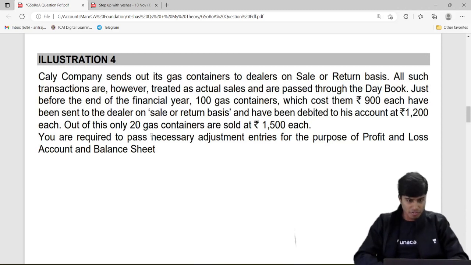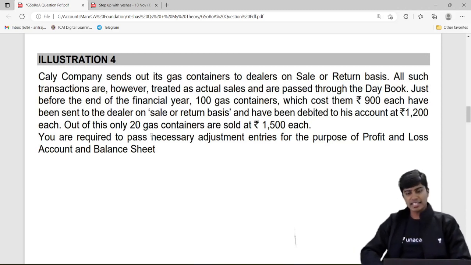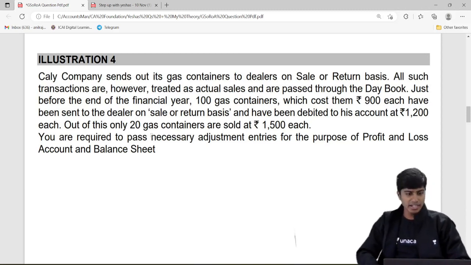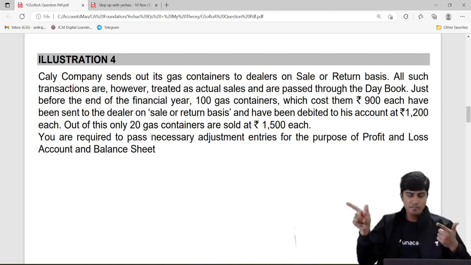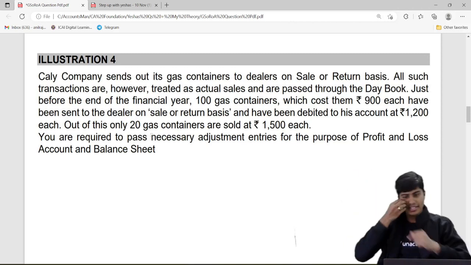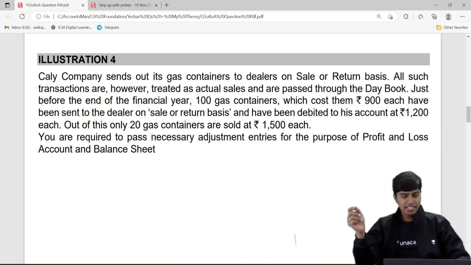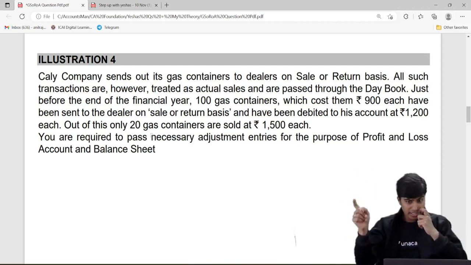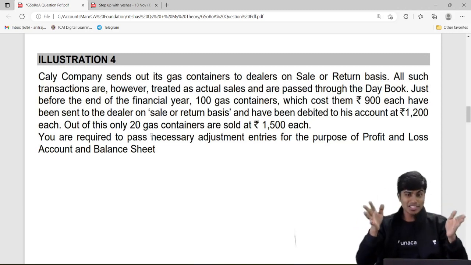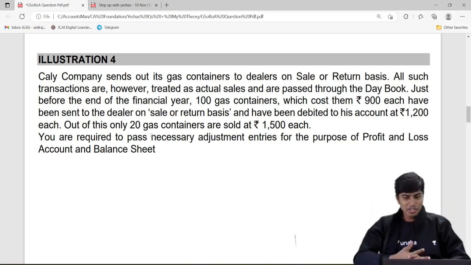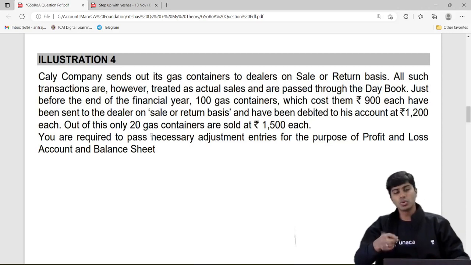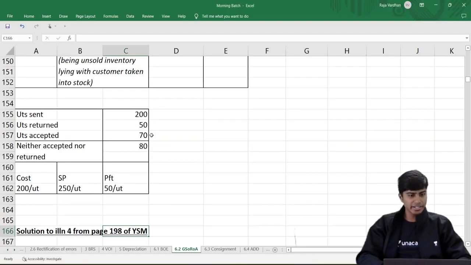Just before the end of the financial year, 100 gas containers, which cost them 900 each, have been sent to dealer on sale or return basis. We need to write entry for this sale transaction. Let us write 100 gas containers. Cost is 900. Let us identify what is the selling price. Debited to is accounted 1200 each. 1200 is the selling price. Shall we write the entry?